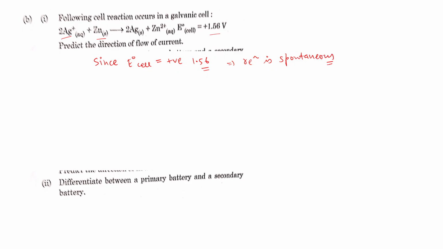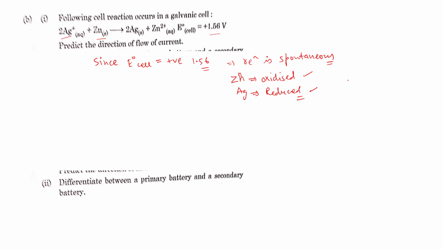So when the cell is working, only then is the EMF positive, and it means the reaction is spontaneous. The reaction will be spontaneous only when zinc is getting oxidized and silver is getting reduced. Only then will this reaction happen, because silver has a positive reduction potential and zinc is, as we know, minus 0.76 volt. If this is the case, only then will this cell be working and positive.